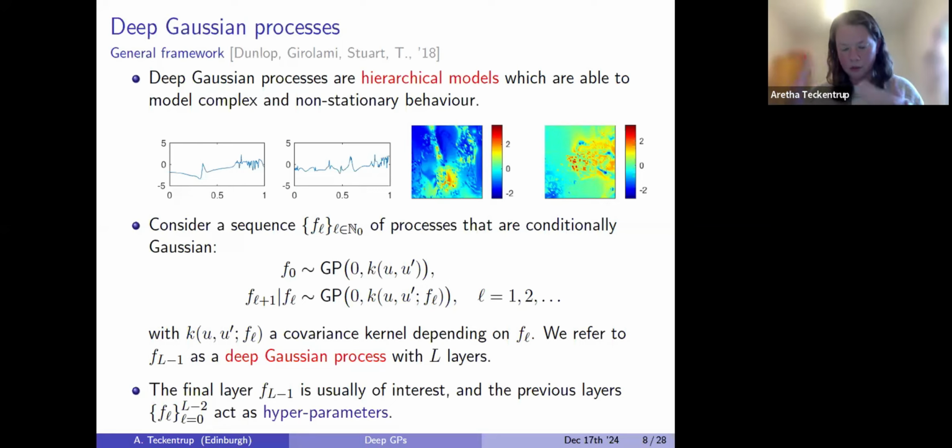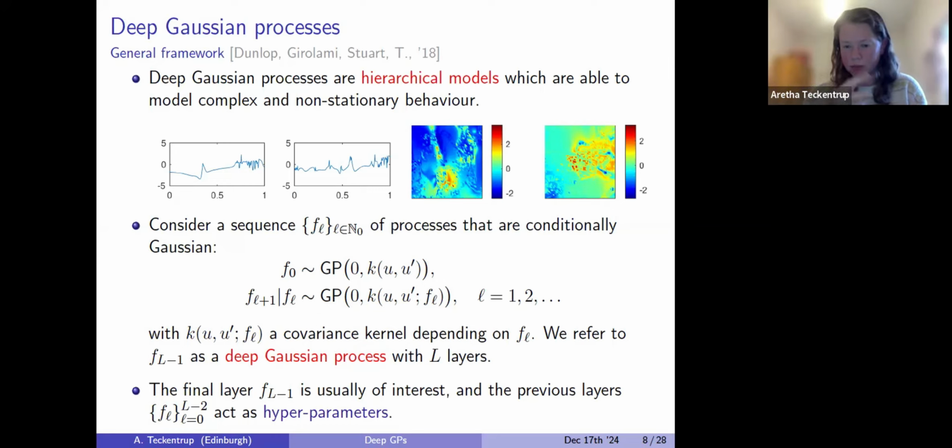But really this is just a sequence of Gaussian processes where one always depends on the previous one. So the distribution of F1 would depend on F0, and F0 somehow defines the covariance structure. As I said, at the moment that's very abstract, and I'll tell you exactly how to do that on the next slides.